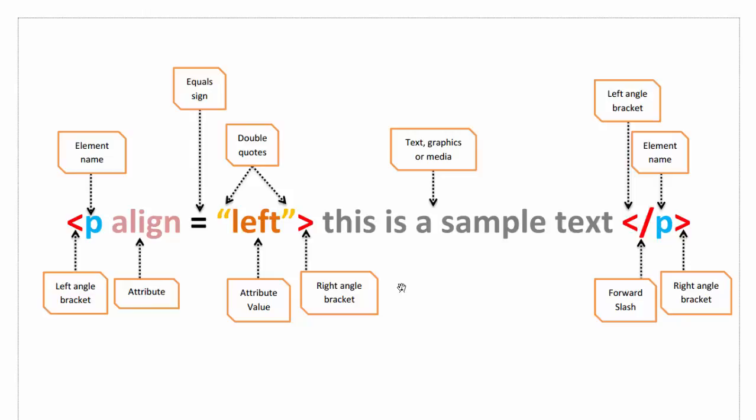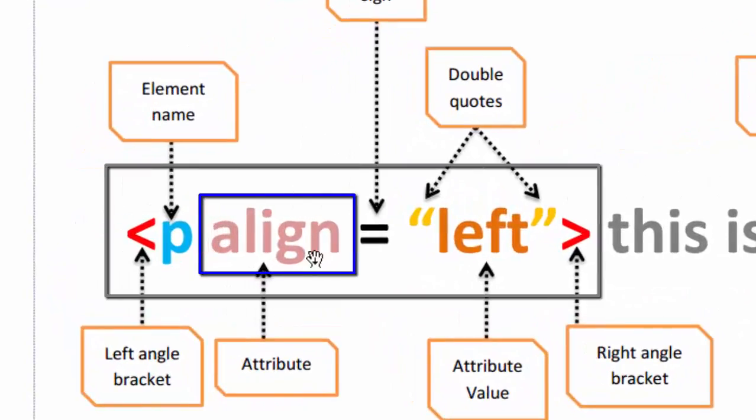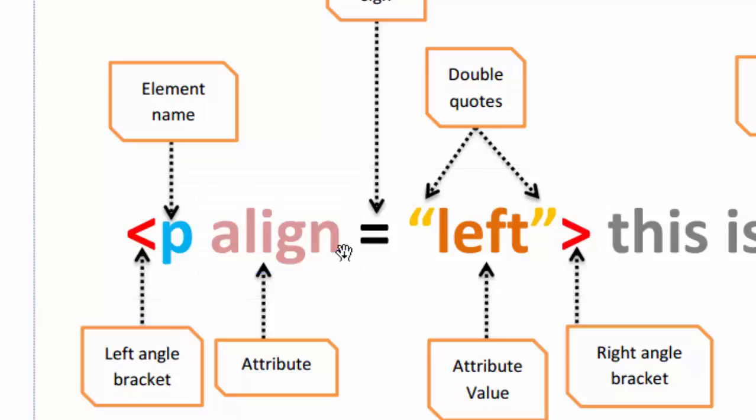And let's say you wanted to align that paragraph either left, centered, right, or justified. In order to do that, all you're going to do is to add the attribute align to the opening tag of the paragraph container. Once you add the attribute align, you need to specify its value. That is whether you want to align the paragraph either left, right, centered, or justified.